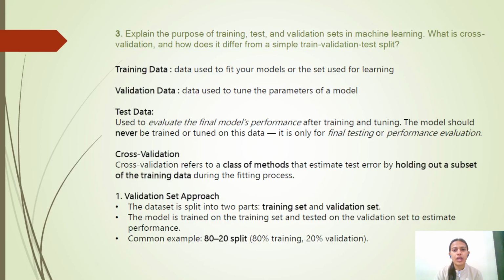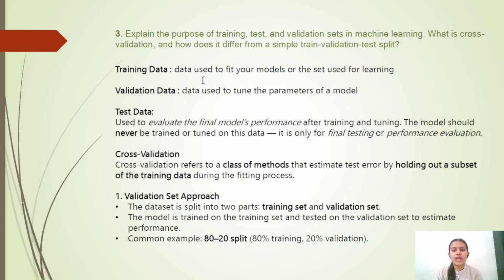Hello everyone. In the previous video we saw the assignment question solutions of data science questions number 1 and 2. Now we will discuss the third question. Explain the purpose of training, test and validation set in machine learning. What is cross validation and how does it differ from a simple train validation test split?